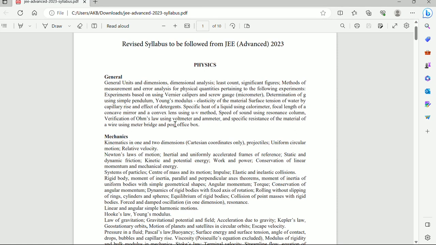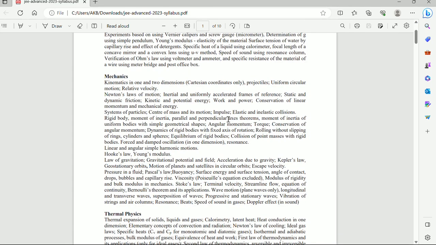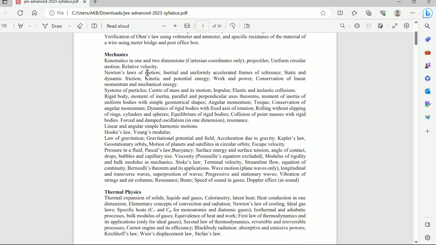Ohm's law using a voltmeter and ammeter. In mechanics, we will study uniform circular motion, relative velocity, Newton's laws of motion, a very important topic, and static and dynamic friction, etc. We will also study center of mass, elastic and inelastic collisions, rigid body, moment of inertia, angular momentum, torque, conservation of angular momentum, and dynamics of rigid bodies with a fixed axis of rotation. We will study center of mass and so many topics, like also inertia.